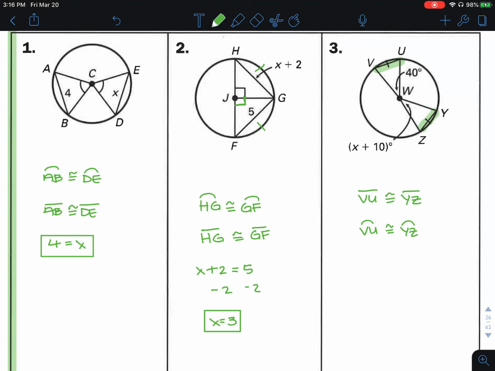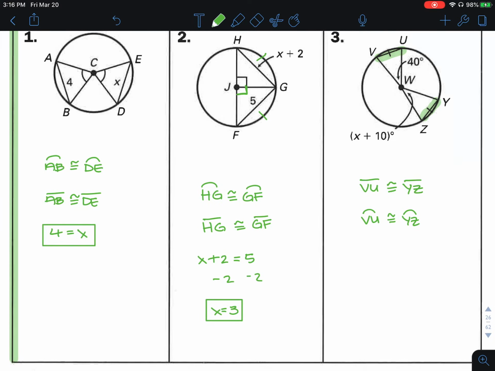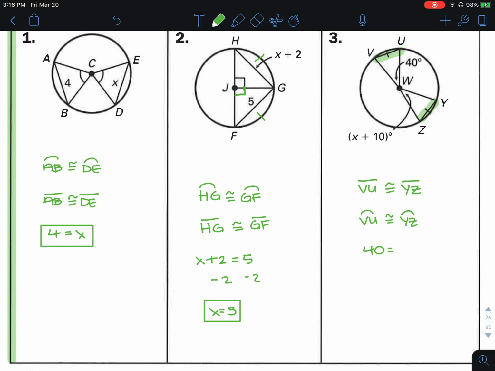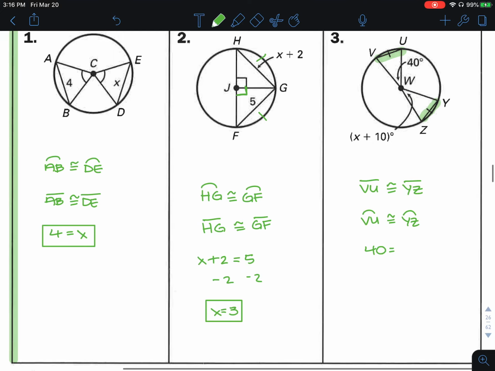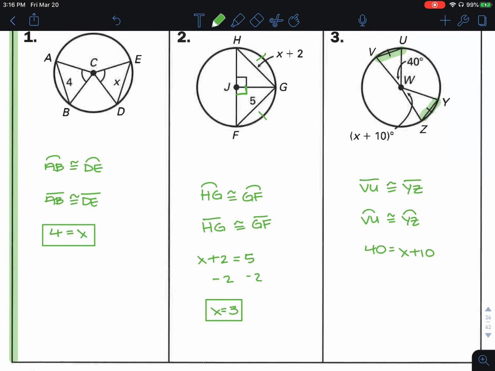Well, my arcs are congruent to my central angle. My central angle in this case is 40 for VU, so this is 40, equals the central angle there, which is x plus 10. Well, I need x by itself to solve for x. I'm going to subtract 10 on both sides. I get 30 equals x.